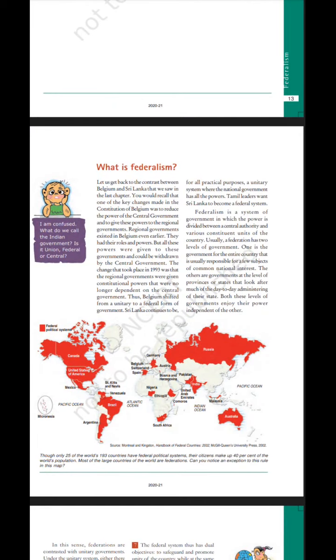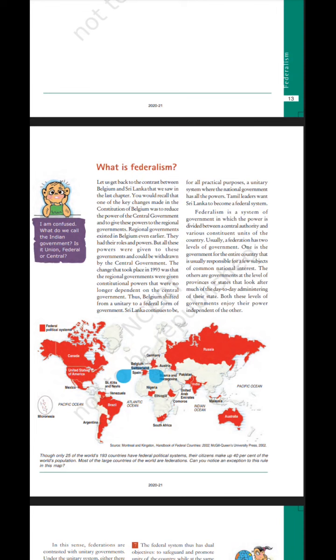Let us go back to the contrast between Belgium and Sri Lanka that we saw in the last chapter. You would recall that one of the key changes made in the constitution of Belgium was to reduce the power of the central government and to give these powers to the regional governments. Regional governments existed in Belgium even earlier. They had their roles and powers, but all these powers were given to these governments and could be withdrawn by the central government. The change that took place in 1993 was that the regional governments were given constitutional powers that were no longer dependent on the central government.